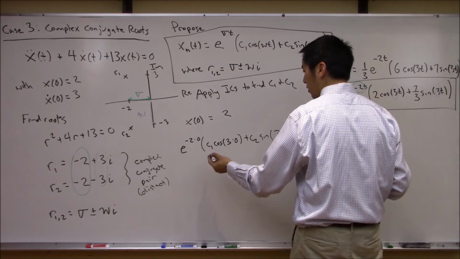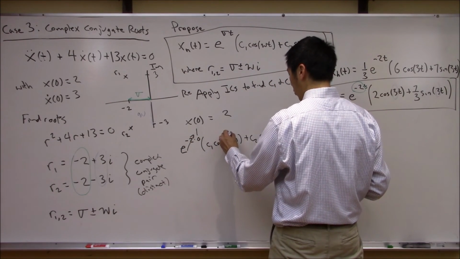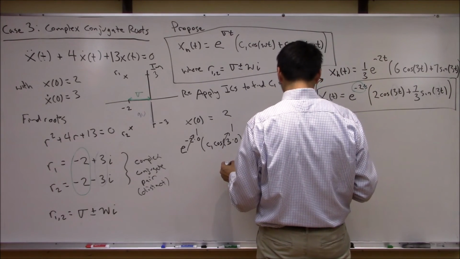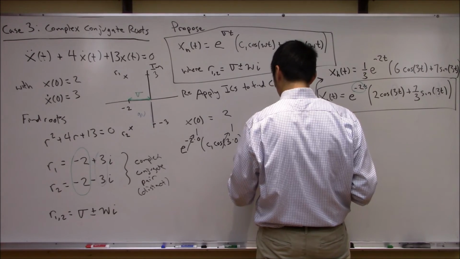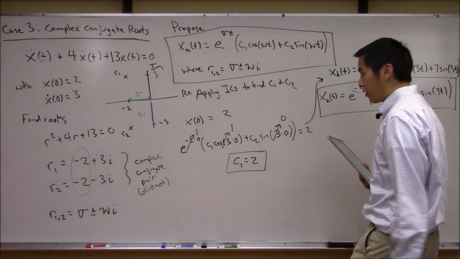So again, you look at this thing. The exponential goes to a 1. Cosine of 0 goes to a 1. Sine of 0 goes to a 0. So this comes out pretty easy. So C1 is equal to 2. Here's one equation for one unknown in this case.